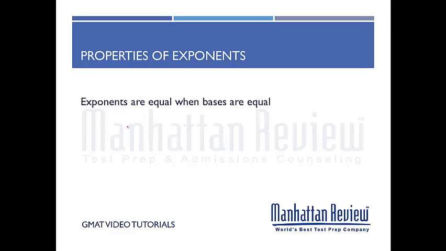We have a similar property which says exponents are equal when bases are equal. So let's take one example. 3 power 4 into 3 power 5 is equal to 3 power x. So when we have same bases raised to different powers, we add up their powers. So 3 power 4 into 3 power 5 can also be written as 3 power 4 plus 5, that is equal to 3 power x. As we have the same bases on either side of the equation, I can say x is equal to 9.